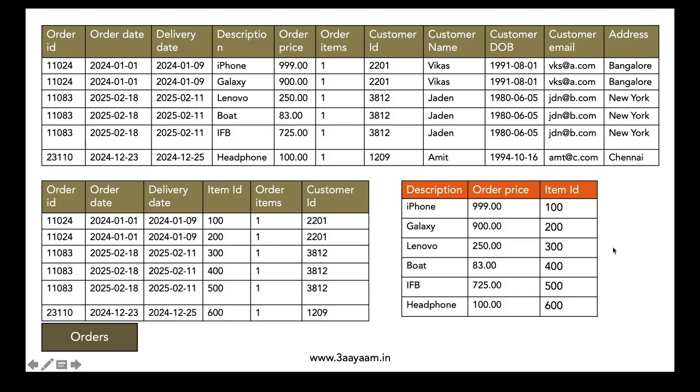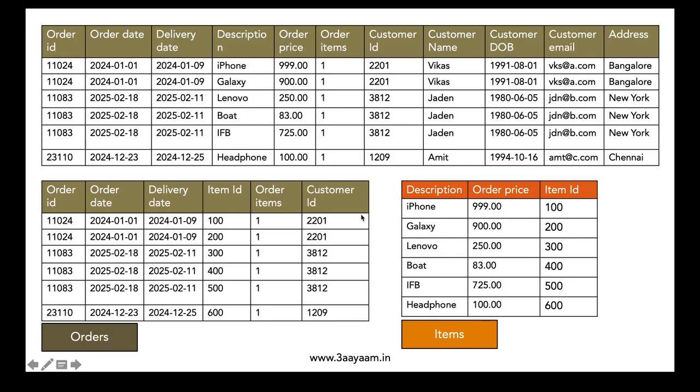What about the other table? Order price is completely dependent on item ID because item ID is the primary key now, not the description. And description, again, it was already a primary key. So instead of description, we are using item ID. So description also is completely dependent on item ID. So this table is also in second normal form. Okay, so now we'll call this the items table. So both the orders table and the items table are in second normal form.